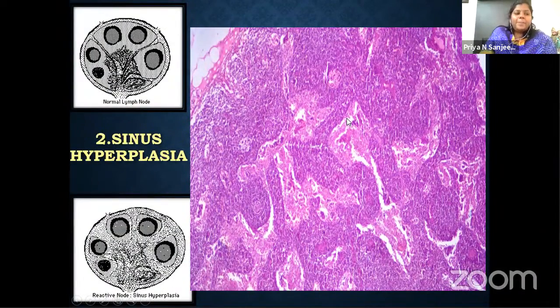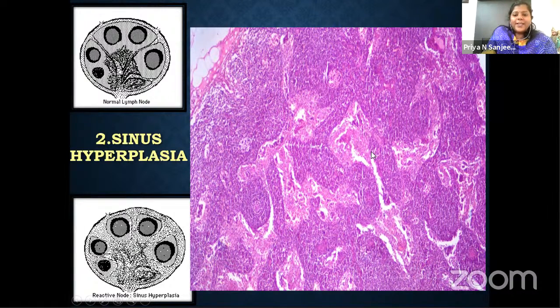The second pattern is sinus hyperplasia. This is the most common pattern, and sometimes it can be a normal finding in mesenteric lymph nodes. Look at the normal lymph node. You have medullary sinuses of a particular thickness. Look at the medullary sinuses here, which are expanded, especially in the medullary region. You can see the expansion. Sometimes it can involve the cortical sinuses also.